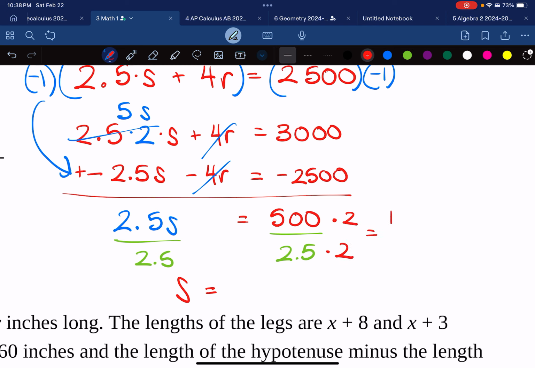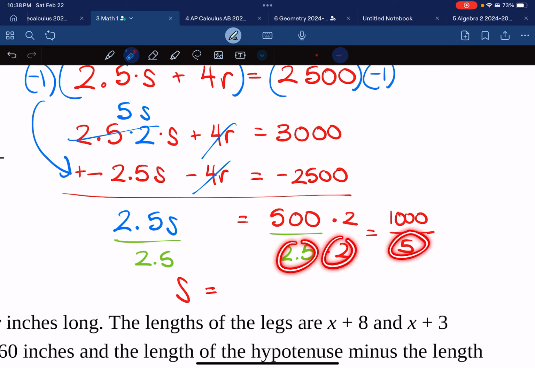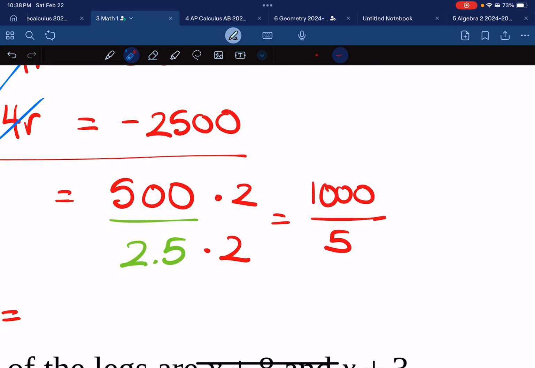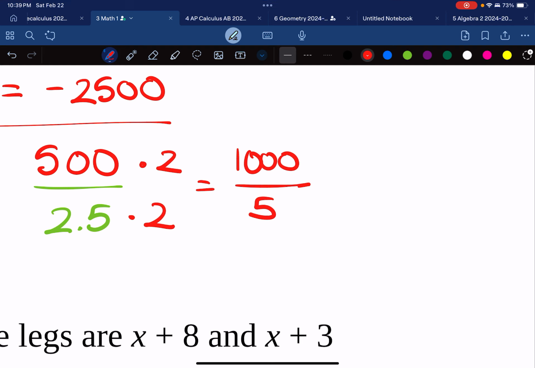The top is now 1,000, and the bottom is now 5, because 2.5 times 2 is 5. And now I can say, oh, 1,000 divided by 5, that's a number that I might know. Here, without doing math facts, I can do another trick. I like teaching tricks, right? I don't like dividing by 5. So what I really do in my head is I say, I like dividing by 10. So let me multiply by 2 again.